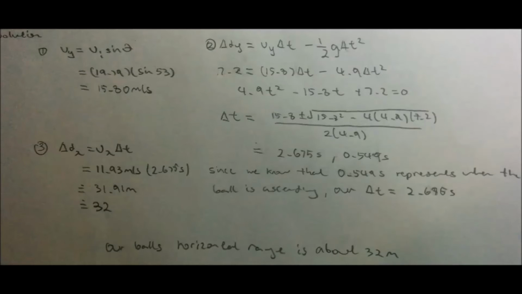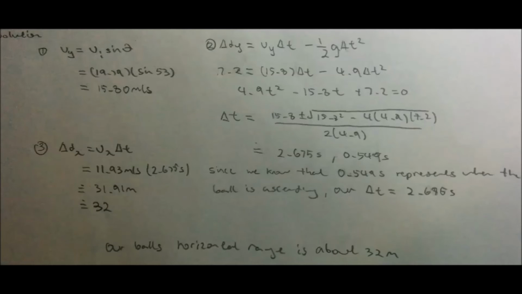We can then solve for delta t, which is our time of flight. dy is equal to 7.2 meters as determined from the diagram, and we can sub in our vy, which is 15.8 meters per second. We also sub in our gravity value, which is 9.8 meters per second squared. From there, we can use the quadratic equation to determine delta t.